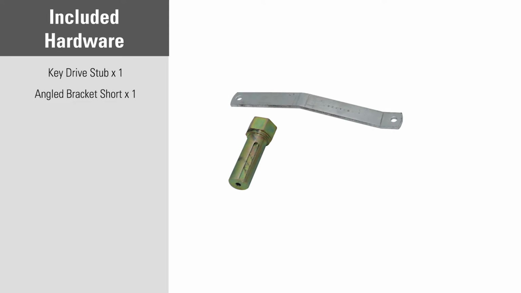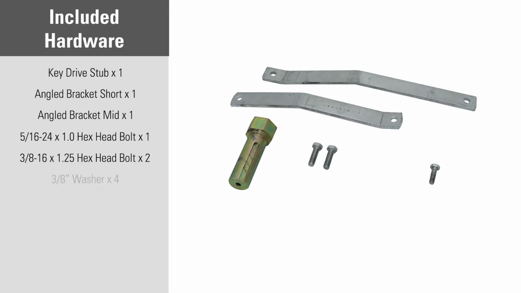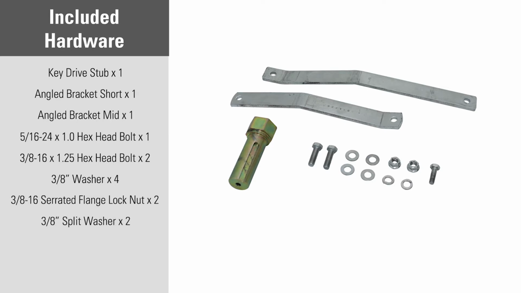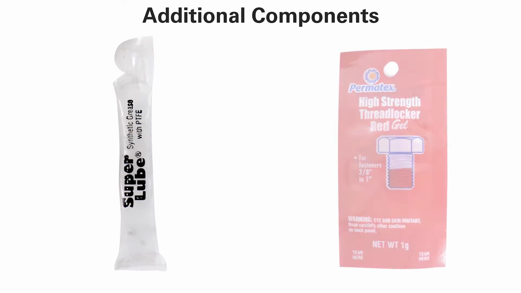In the install kit, you will find the following items. One keyed drive stub, one angle bracket short, one angle bracket mid, one 5/16 24 by 1 inch hex head bolt, two 3/8 16 by 1¼ hex head bolts, four 3/8 inch washers, two 3/8 16 serrated flange lock nuts, two 3/8 inch split washers, one 5/16 inch fender washer, one 8mm machine key. Additional components: one synthetic grease, one thread locker.